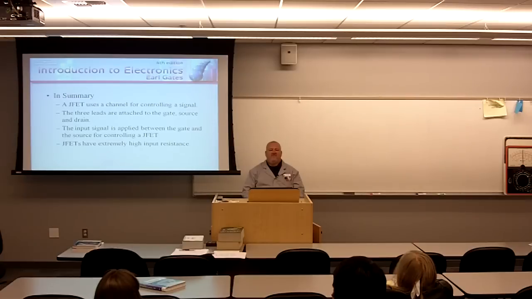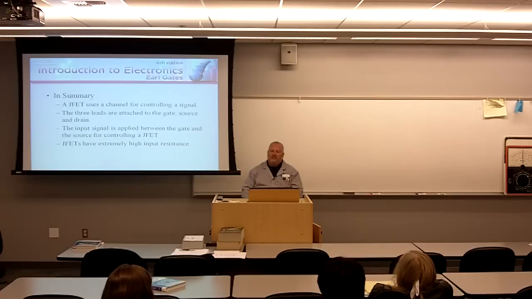In summary, a JFET uses a channel for controlling a signal. Three leads are attached to the gate, the source, and the drain. The input signal is applied between the gate and the source for controlling the JFET, having a direct impact on the size of its depletion region forming inside the channel. JFETs have an extremely high input resistance or impedance. This is a good thing.